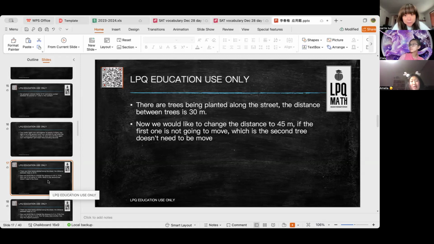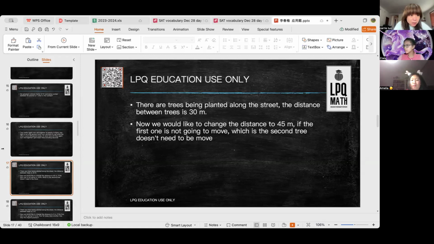What's the question here? Before, there are a lot of trees being planted, right? But now we would like to change the distance between two trees from 30 meters to 45 meters. So the first one doesn't need to be moved, right? And the second tree, does it need to be moved?